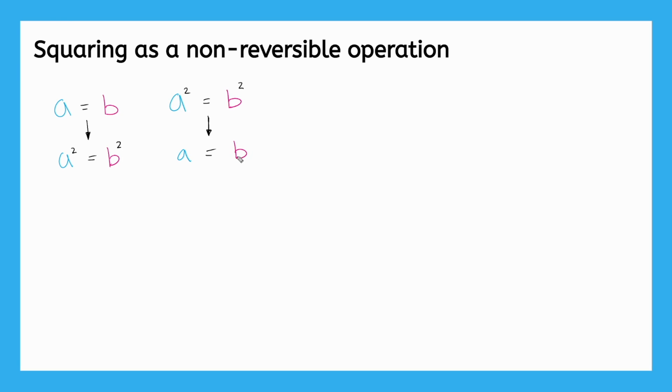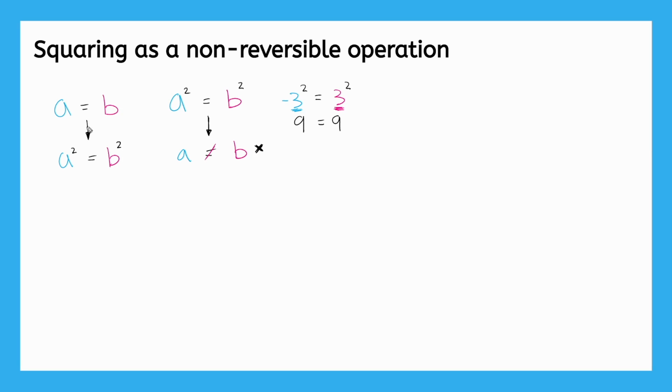So let's try the numbers 3 and negative 3. If we plug those in, we square negative 3 over here, and we say that's equal to 3 squared, we can see that these are the same. So negative 3 times negative 3, the negatives will cancel, and we'll end up with 9. 3 times 3 is also 9. So we do have that a squared and b squared are equal. However, a and b are two different numbers. So a is not equal to b. So this is why squaring is a non-reversible operation.